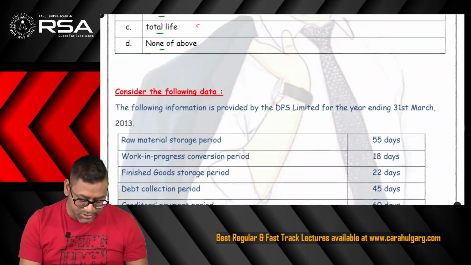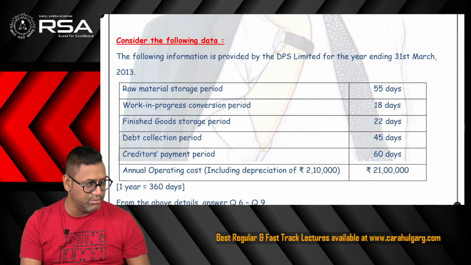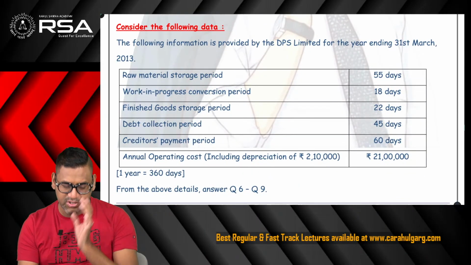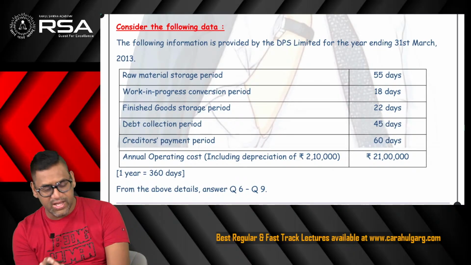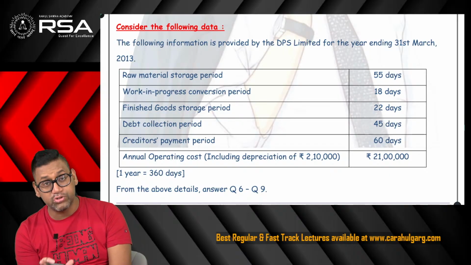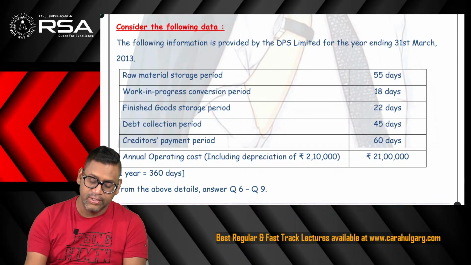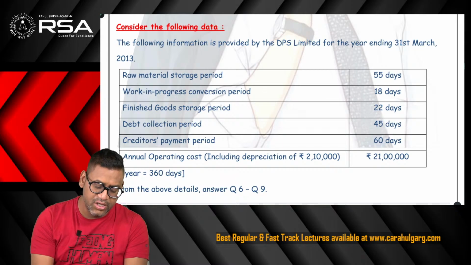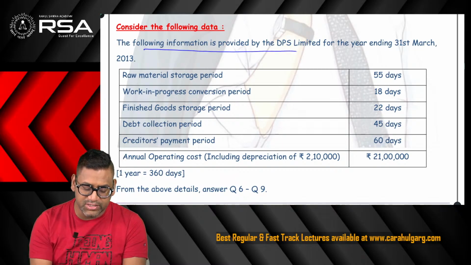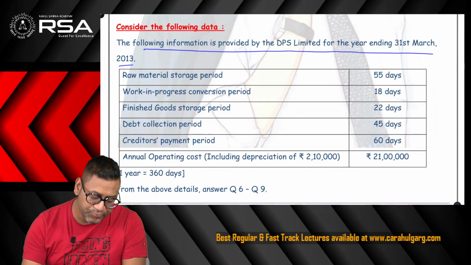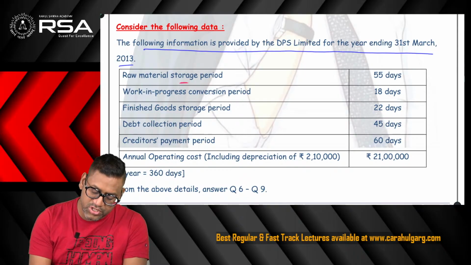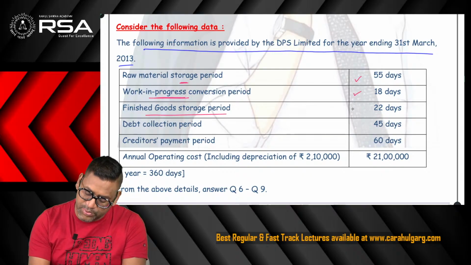Okay, come on ji. Next question from the chapter working capital management, estimation of working capital, specifically from the concept of operating cycle. A very important question, asked in the examination more than 2 times. Okay, let us see, child. It says the following information is provided by the DPS Limited for the year ending 31st of March 2013. Raw material storage period is 55 days, WIP conversion period is 18 days, FG storage period is 22 days, debt collection period is 45 days.